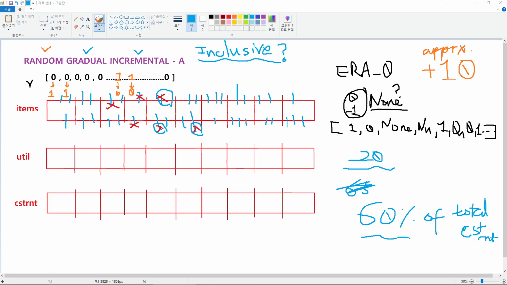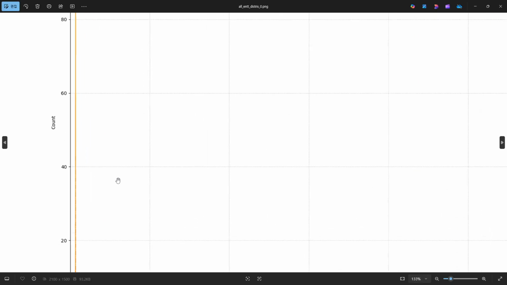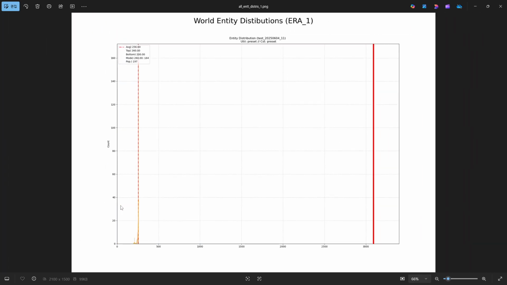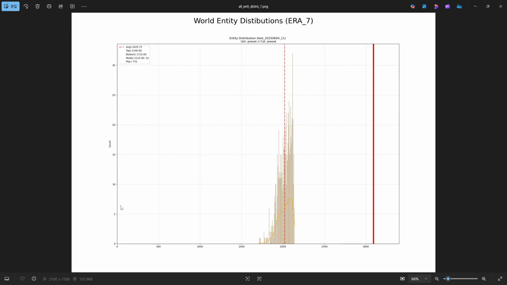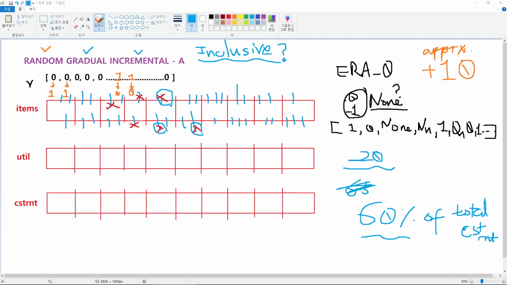So I'll show you another one of random gradual incremental type A. The distributions, again, very weird distribution up there, very skewed. Okay, kind of ordinary.